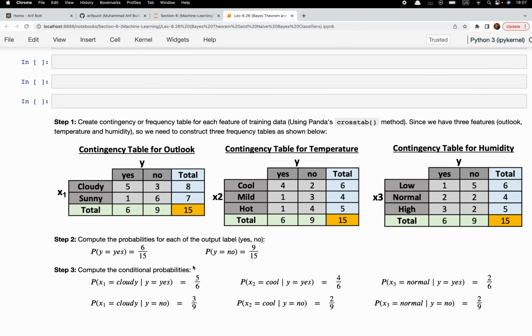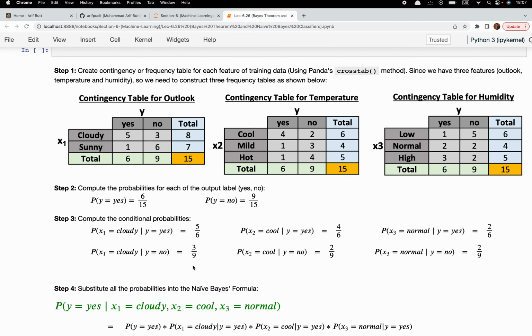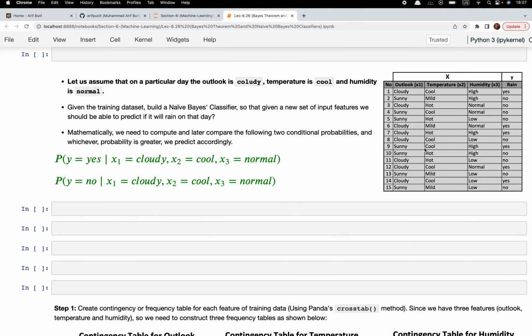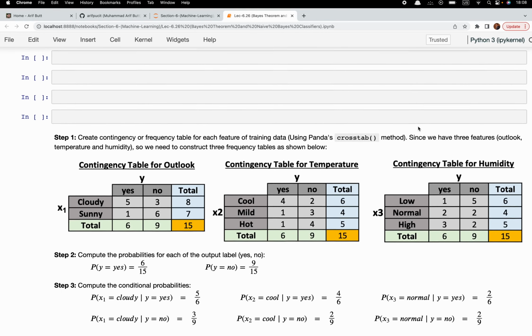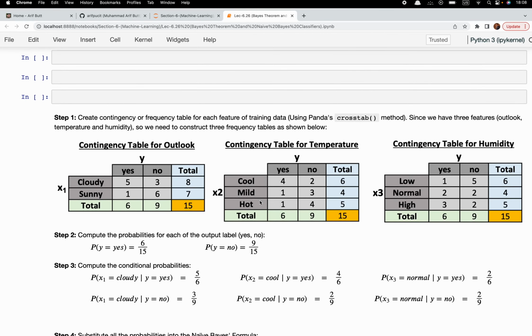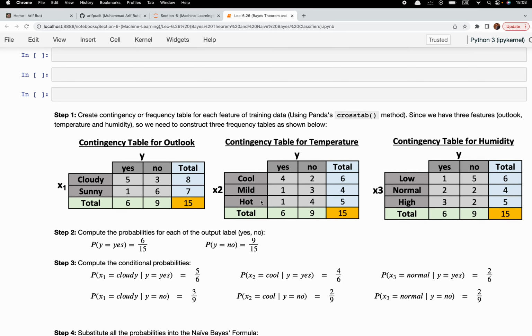So first we need to create the contingency table, and since we have three features, outlook, temperature and humidity, we need to construct three contingency tables as shown over here. So please do map this table, how we can construct three contingency tables, one for outlook, one for temperature and one for humidity. I hope this is very simple. In Python you can easily use the crosstab method. We have done this many times in our previous session.